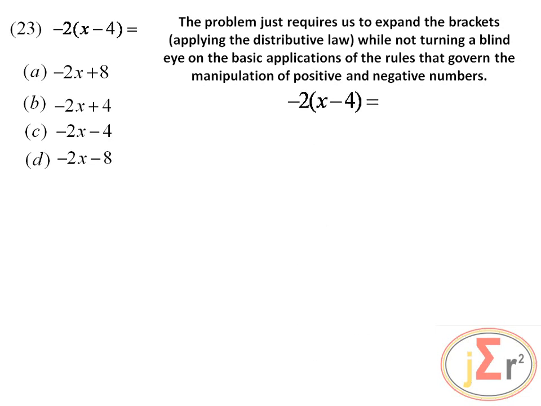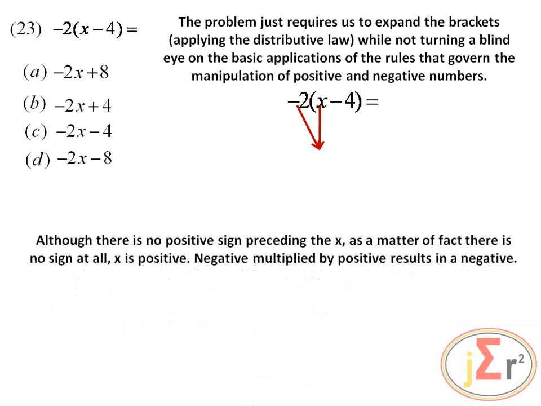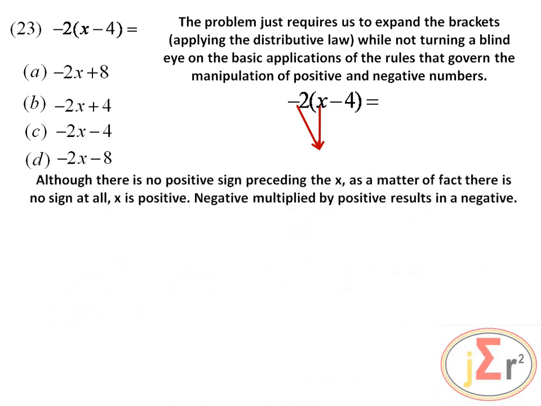Let us expand the brackets. Negative 2 multiplied by x is equal to negative 2x. Although there is no positive sign preceding the x, as a matter of fact, there is no sign at all. x is positive. So, when we do not see a sign preceding any number or term, we know that that term is positive. So, negative multiplied by positive results in a negative.